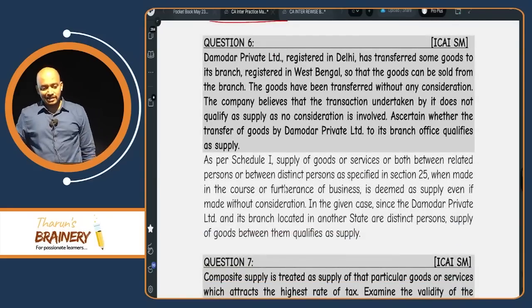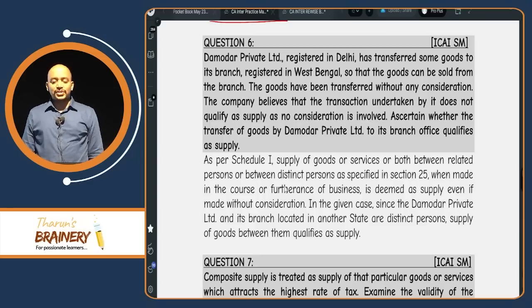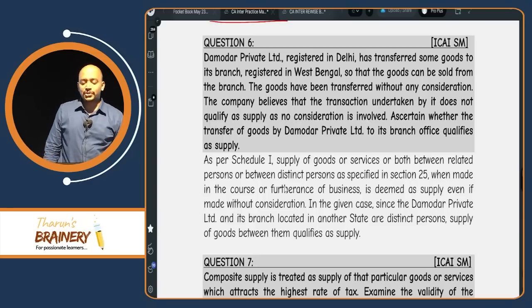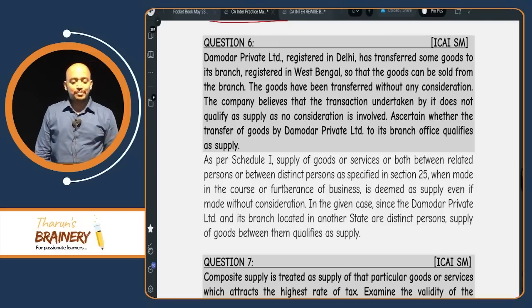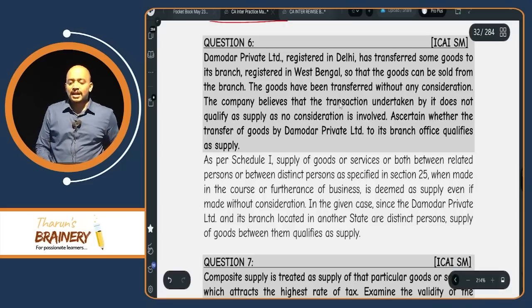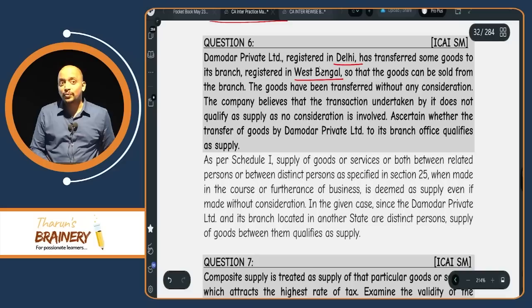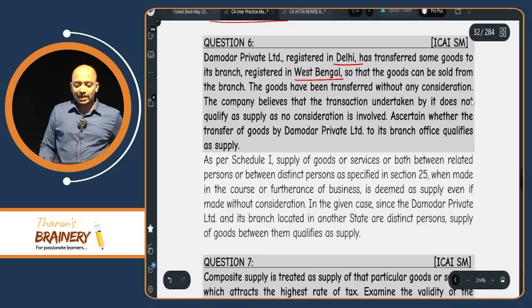Then question number 6. Damodar Private Limited, registered in Delhi, has transferred some goods to its branch registered in West Bengal so that the goods can be sold from the branch. The goods have been transferred without any consideration. So they have a registered office in Delhi and they are sending to their branch in West Bengal. So registered. So this will be treated as transaction between distinct persons. The goods have been transferred without any consideration.